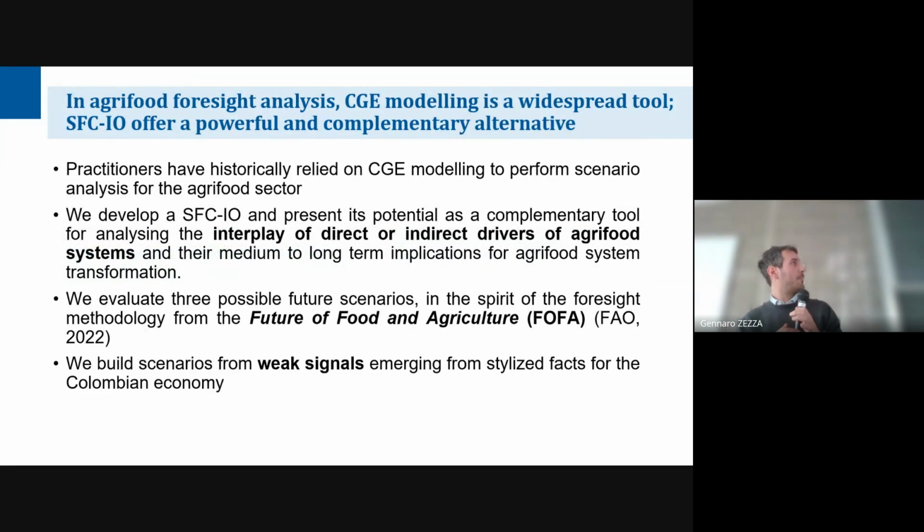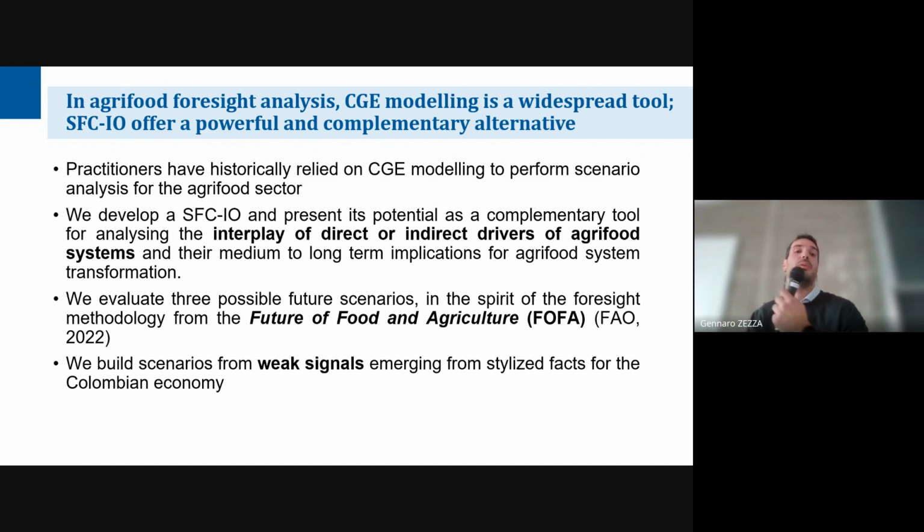is the fact that, at least our idea is that foresight analysis, so looking at longer trends in agri-food systems, could be done with a different methodology apart from the usual CGE modeling that most institutions looking at agri-food systems employ. I don't have to explain to you why we use stock flow modeling and why this methodology is useful to look at subsectoral characteristics, interdependencies from a balanced perspective and so on.